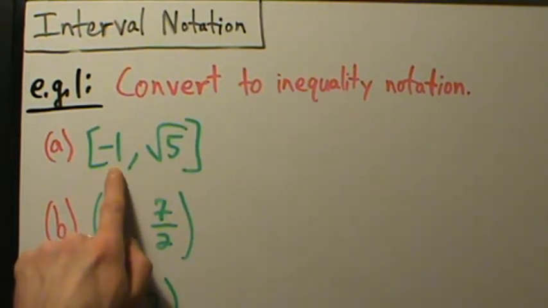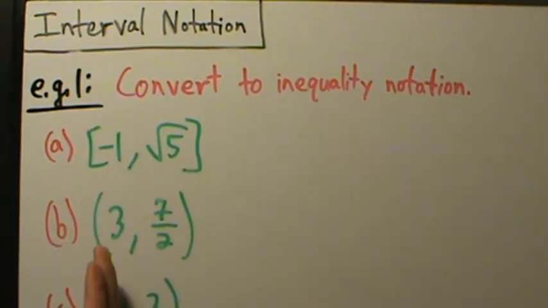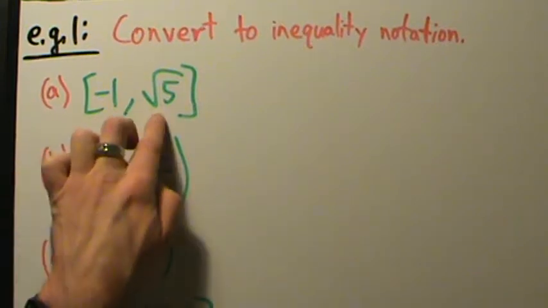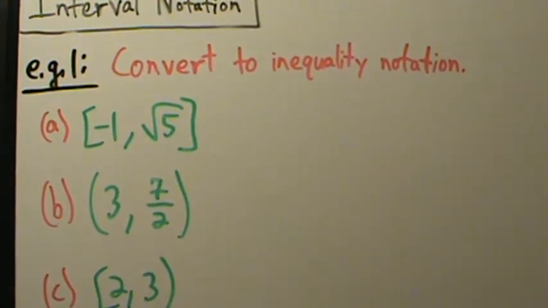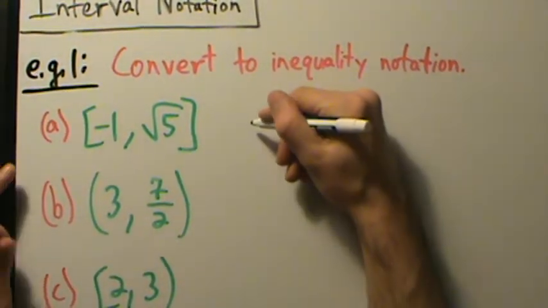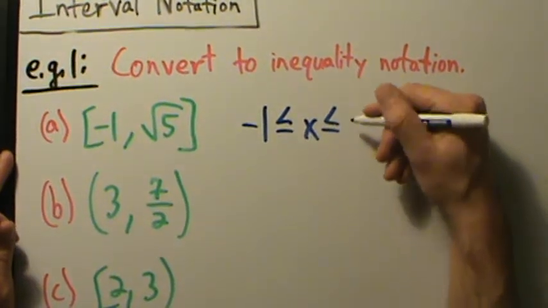So -1 to the square root of 5. Remember, with interval notation, always do the smaller number first. Always, always, always list the smaller number first. Okay. So -1 to the square root of 5. Square bracket, remember square bracket means or equal to. So this is -1 less than or equal to x less than or equal to root 5.